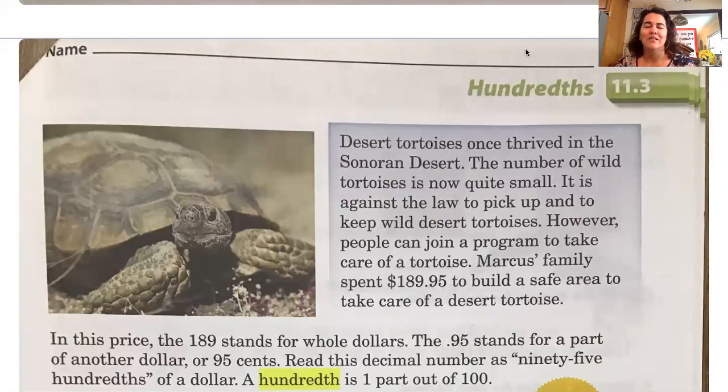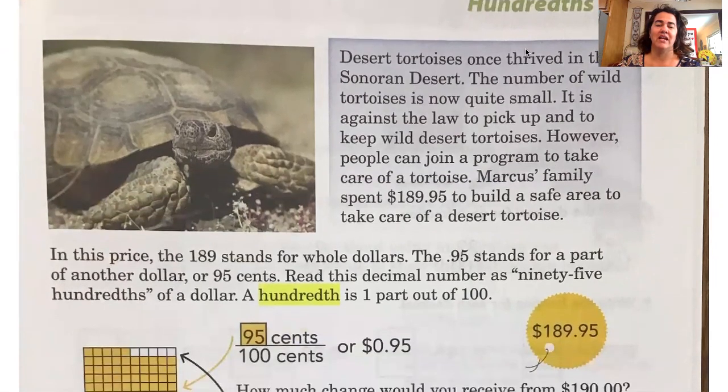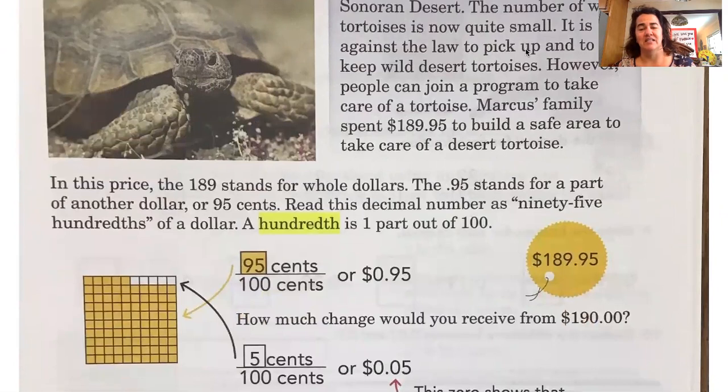Desert tortoises once thrived in the Sonoran Desert. The number of wild tortoises is now quite small. It is against the law to pick up and to keep wild desert tortoises. However, people can join a program to take care of a tortoise. Marcus's family spent $189.95 to build a safe area to take care of a desert tortoise.